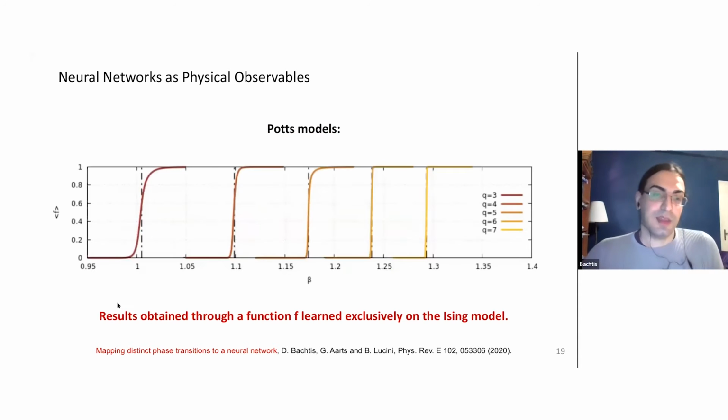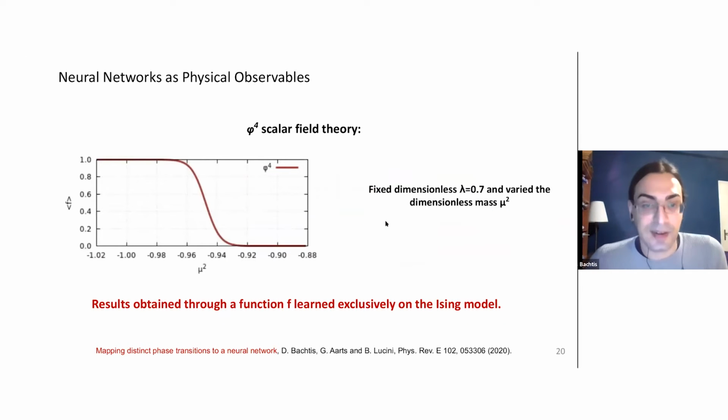So here is the result for the Potts models. You can see that the Ising-trained neural network is able to predict a phase diagram, a phase transition for all of these cases, even when the universality class of the phase transition changes, and even when the order of the phase transition changes. Also, these results are compared with where we expect to find analytically the phase transition, which is depicted by these dashed lines for all of these cases. Also, here are the results for the phi to the 4 scalar field theory.